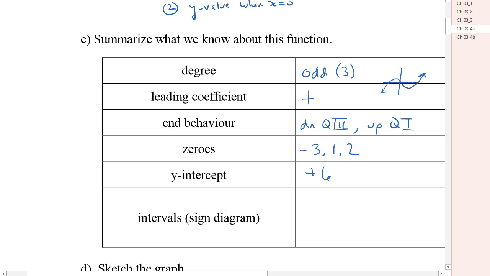Now it says intervals in a sign diagram. Well, if we take those zeros, if we were to go like this and put a -3 and then a 1 and then a 2, to the left of -3, what is the sign going to be? Well, kind of looking at this down in quadrant 3 idea, this has to be negative here. We can't automatically assume, and we're going to see why in a second, that this is going to change signs. So here's what it will do.